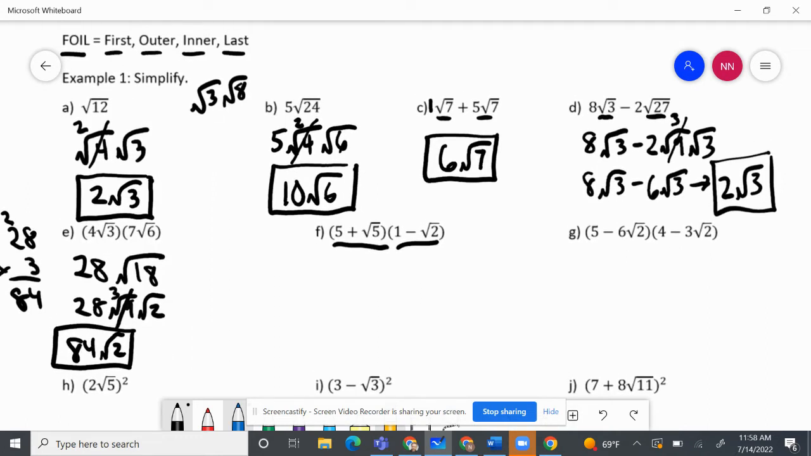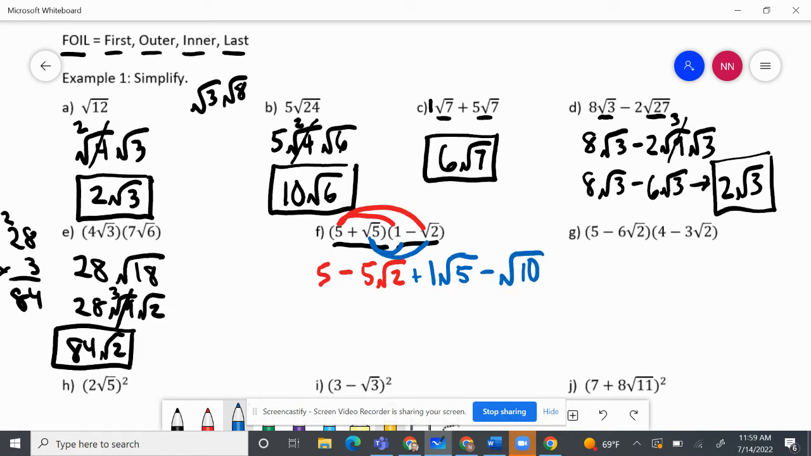Now we have our binomials, so we're going to multiply our first terms. 5 times 1 is 5. Then we're going to multiply our outside terms, and that gives us negative 5√2. Then we're going to multiply our inside terms. So that gives us 1 times the square root of 5, or just √5. And then we have √5 times √2, which is negative √10.